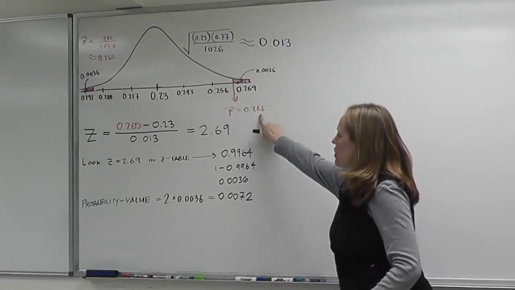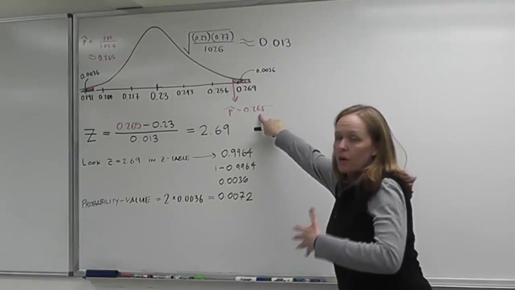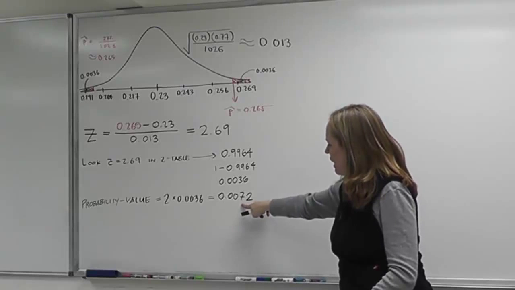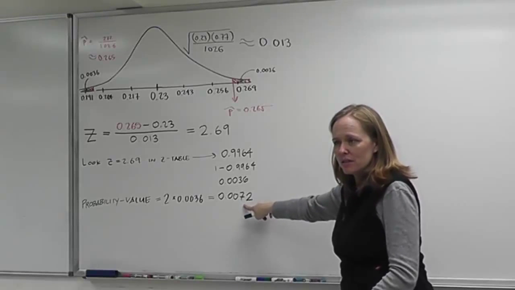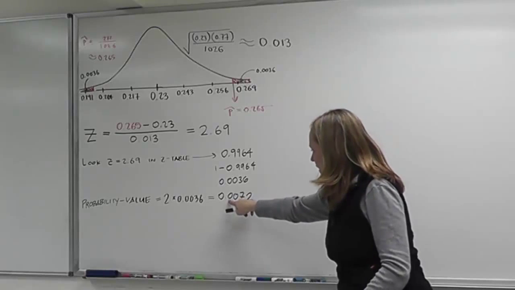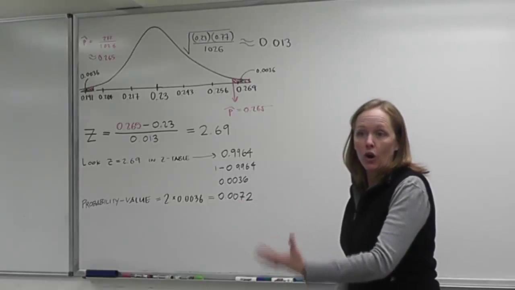The likelihood that this would show up just due to chance, because again, we're under the assumption the null is true, would only be, what, 72 times out of 10,000? 72 out of 10,000, because we see the tenths, hundredths, thousandths, ten-thousandths place. That's a really rare occurrence.